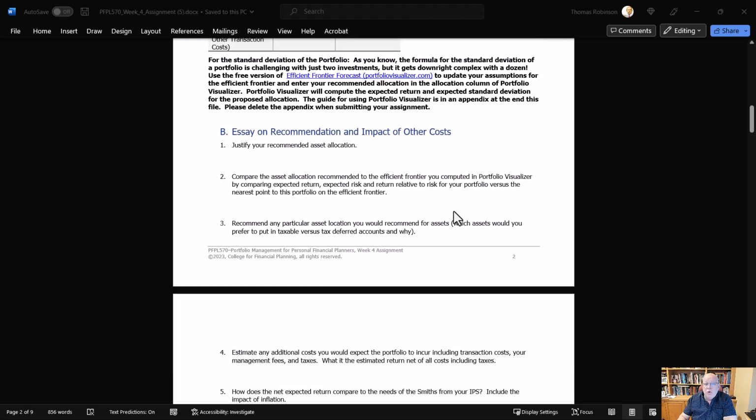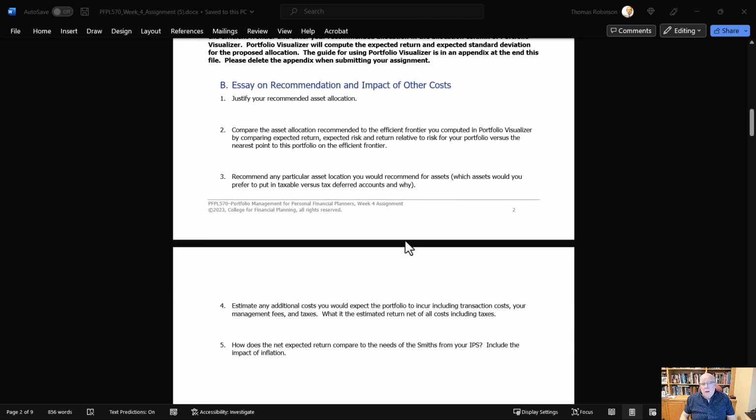In Part 2 of Part B, you're going to compare your recommended asset allocation to the efficient frontier. And so it's not likely to land on the efficient frontier. So basically go up to the nearest point on the efficient frontier and compare the expected return and the expected standard deviation of your recommended asset allocation to the nearest point on the efficient frontier. How does it look for return relative to risk compared to the efficient frontier? Is it way off, or is it pretty close?